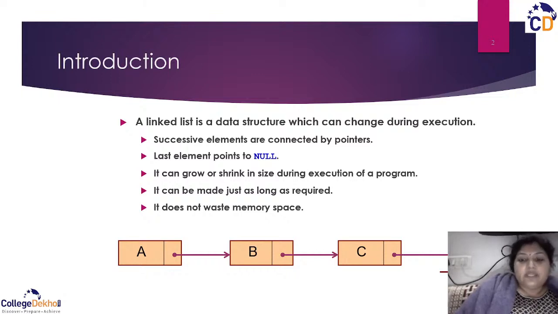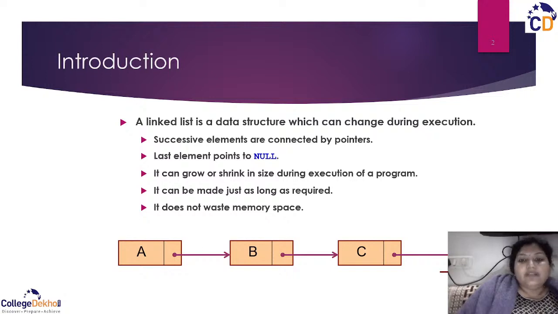You may see in this example that a cell, a node, is divided into two parts. One is the value and the second part is the address of the next element in the list. And the last element of the linked list will hold the value null. So whenever a node has null in its address part, that means this is the last element of the linked list.